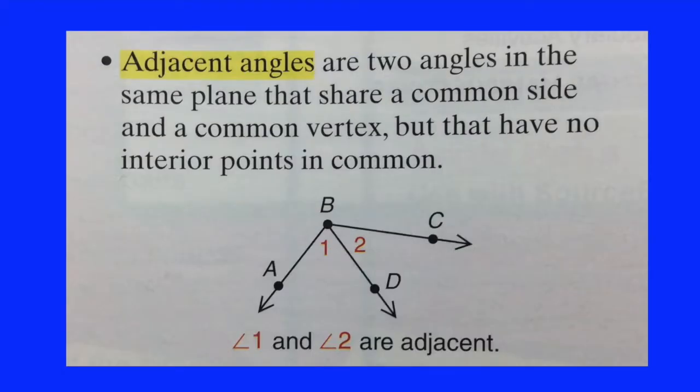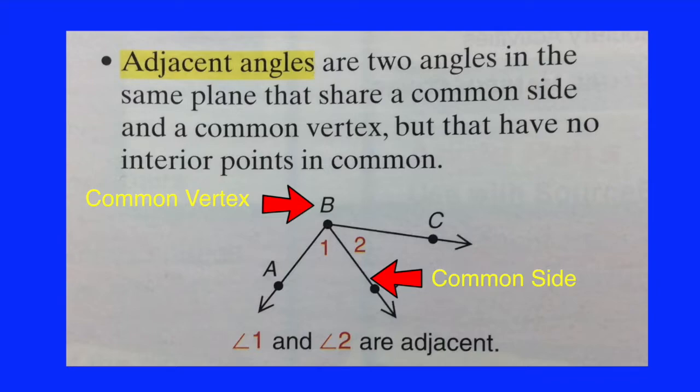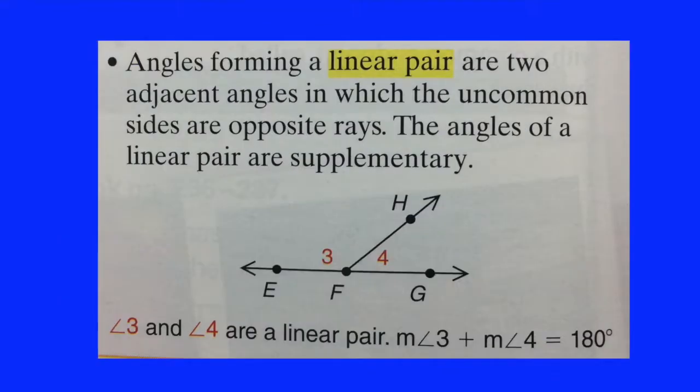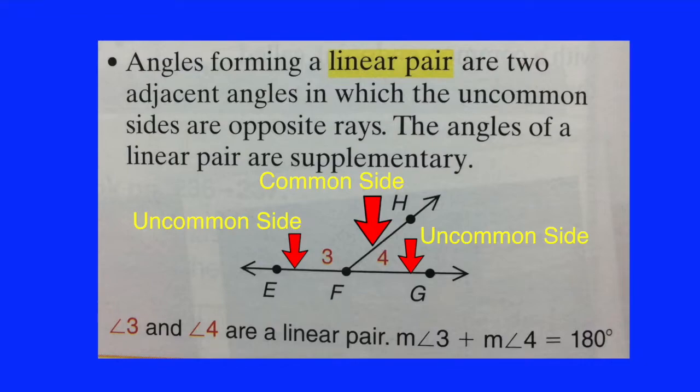Adjacent angles are two angles in the same plane that share a common side and a common vertex, but that have no interior points in common. Angles forming a linear pair are two adjacent angles in which the uncommon sides are opposite rays. The angles of the linear pair are supplementary.